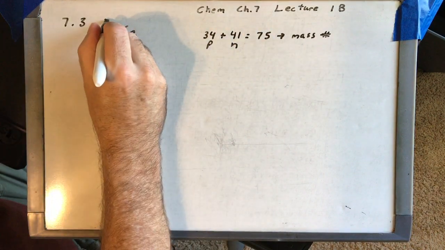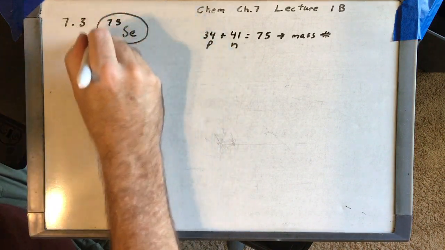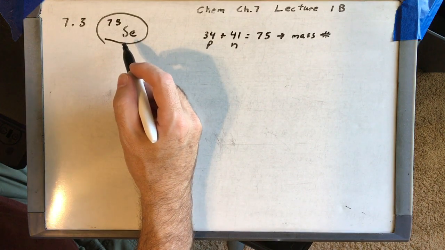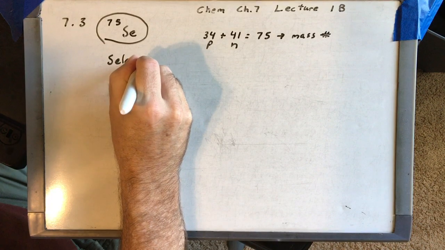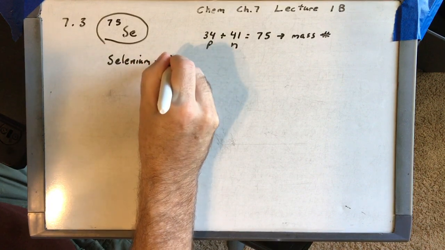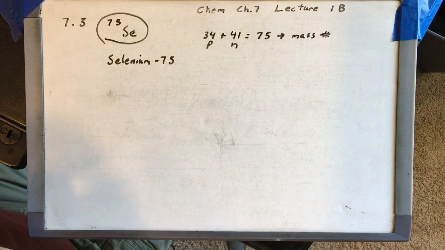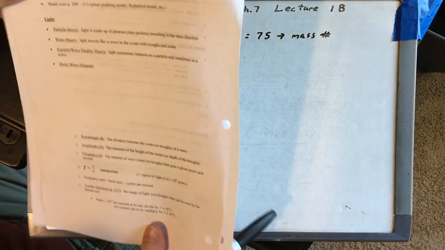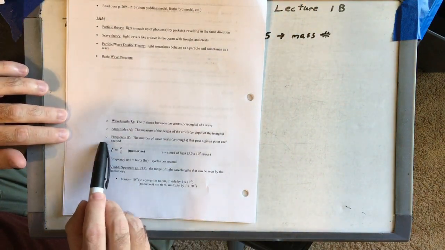So we just put a 75 in the top left corner, and that is our symbol for selenium-75. You could also write it out if you want as selenium-75, but most people prefer this. All right, so let's finish up the lecture. We're going to go down to here at this point, and then we'll stop.